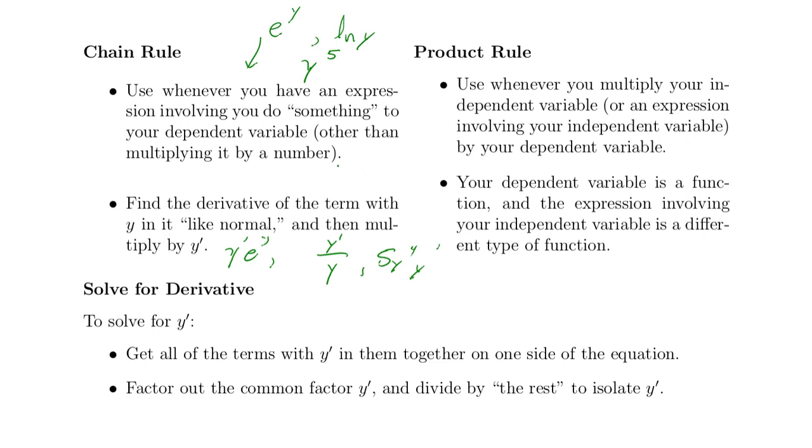So that's the chain rule. It ends up being pretty easy once we get the repetition. It takes a while to get used to it. But the moral of the story is whenever you're doing something with y in it, do everything normally and then tack on an extra y prime at the end. The product rule we're going to use whenever we have an expression that includes independent variables and dependent variables.